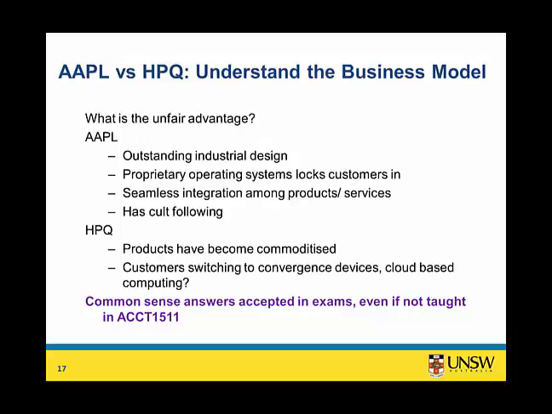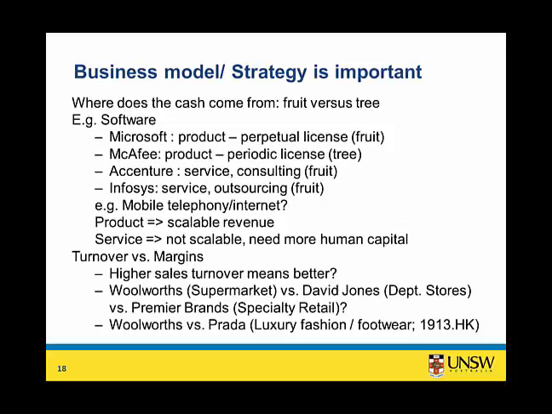Hewlett Packard is much more focused on volume and business sales and keeping costs down. So Hewlett Packard's model is a very different business model to Apple, but they both sell computers. So when you look at a business model, you should think about, when you're comparing companies, where is that particular company getting the money from, or where are they making their sales?